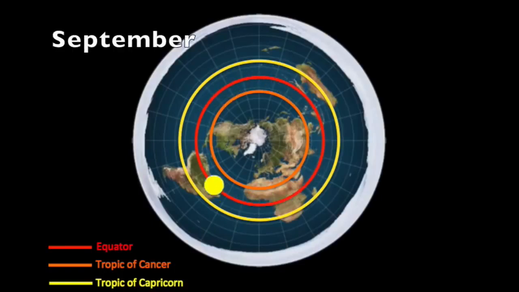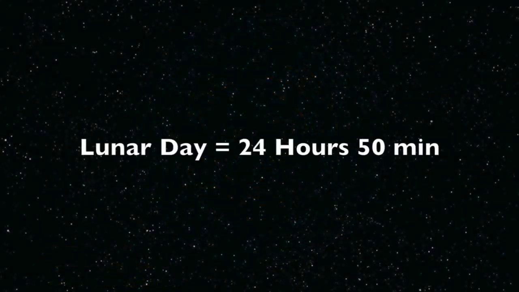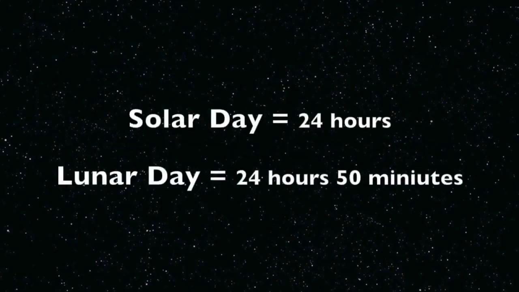Okay, equinox, equator. Now the moon also circles above the flat earth, but the moon is slightly slower than the sun. The moon takes 24 hours and 50 minutes to circle the flat earth. That's what's called a lunar day. It's slightly slower than the sun.